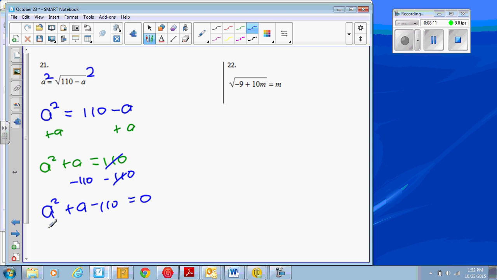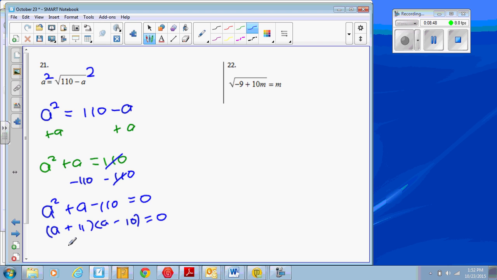And my next step then would be to do this, because I want to factor this trinomial here. To do that, I know the first two terms are going to be a times a. Then the last two terms have to multiply to 110 and subtract to 1. And that's going to be 11 and 10. And the bigger number always gets this sign. And since it's minus, one of each, one's a minus, one's a plus, equals 0.